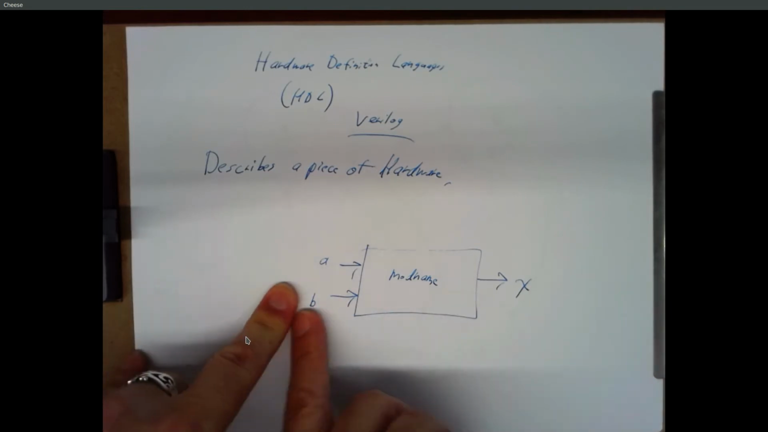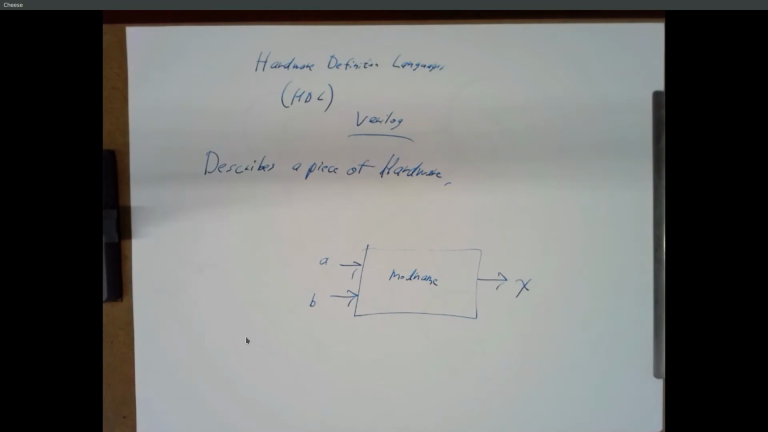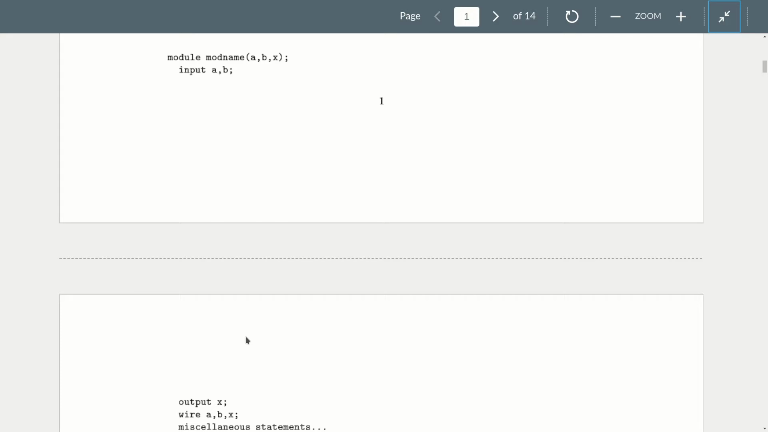But I very clearly said this is something called mod name. It has two inputs called A and B. It has an output called X. So that's the system diagram. That's what we start with, right? First thing you do in a design process. And so that comes up by saying mod name and then listing the inputs and the outputs.